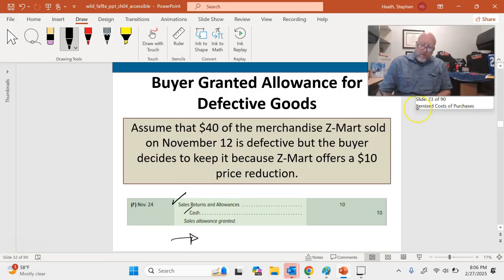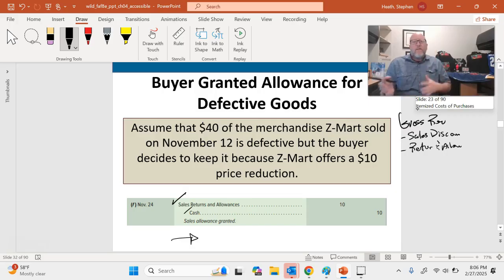And now I have gross revenue minus sales discounts minus returns and allowances. And sales returns and allowances is going to be the combination of all the returns and all of the allowances.